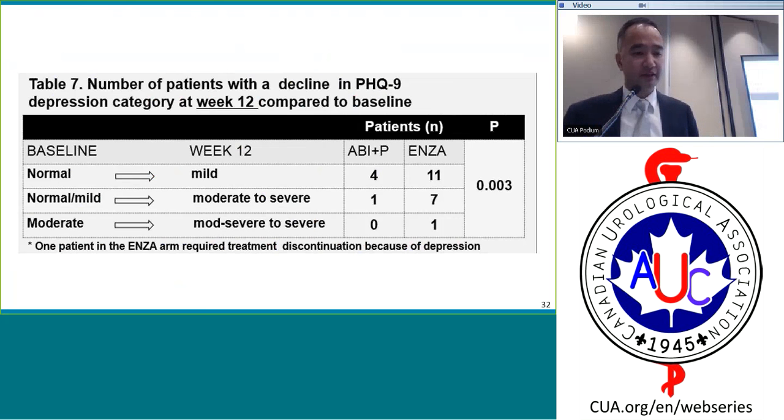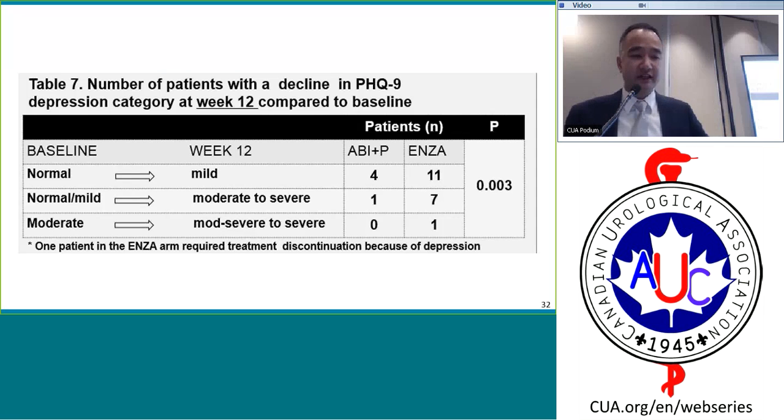We also saw some interesting changes in the PHQ-9 depression category. This is another patient-reported outcome where we saw patients moving from normal scores into scores that suggest a moderate to severe or severe depression category. And so we saw more patients in the enzalutamide arm moving to that versus abiraterone.